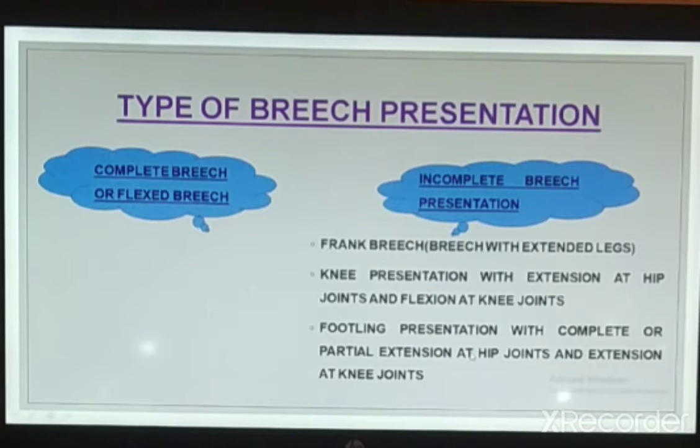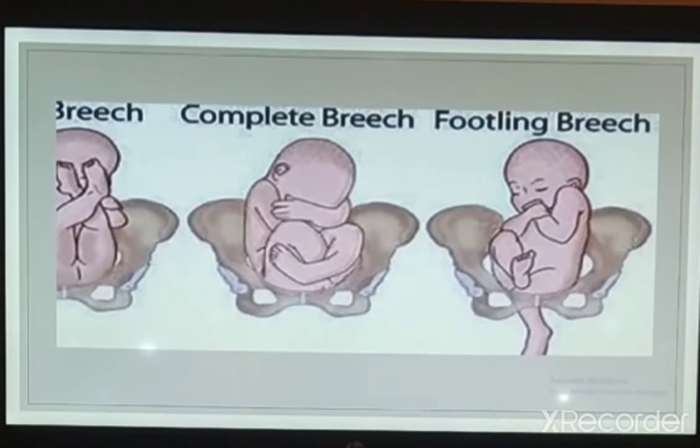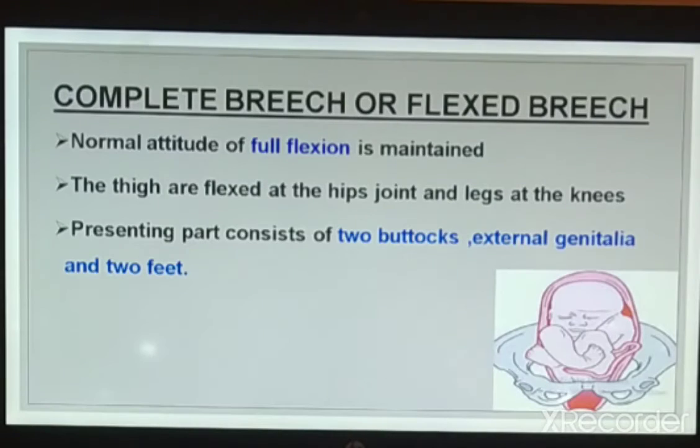Next is the type of breech presentation, that is complete or flexed breech and incomplete breech presentation. In incomplete breech presentation, there are frank breech, knee presentation, and footling presentation. This is the diagram of breech, complete and footling presentation.